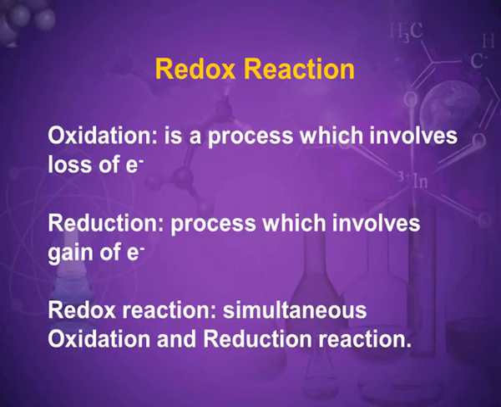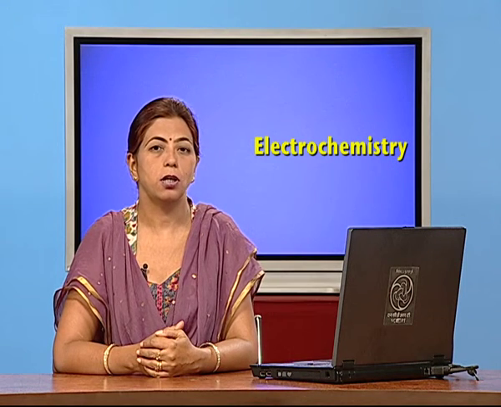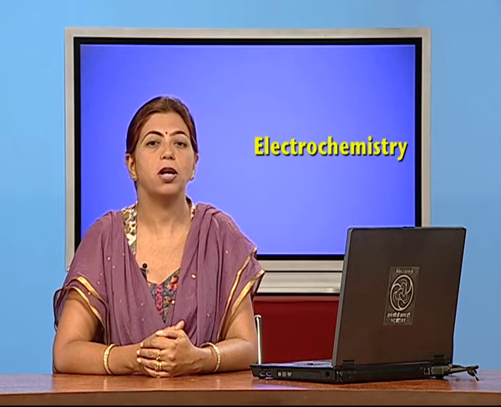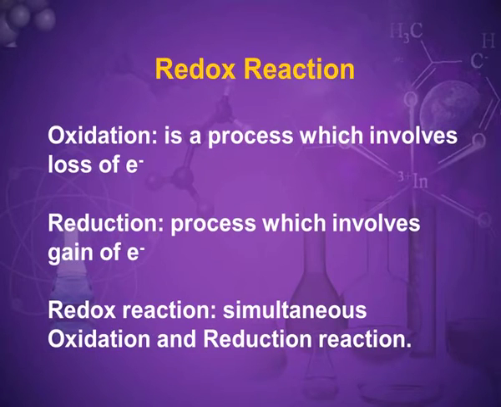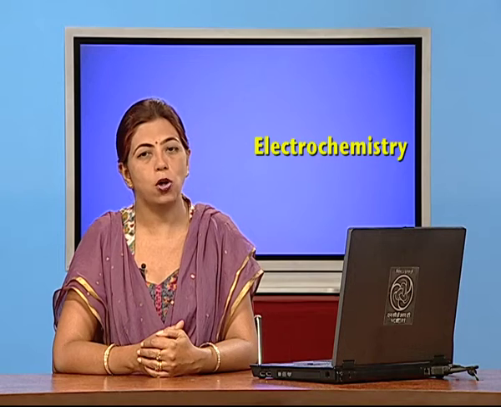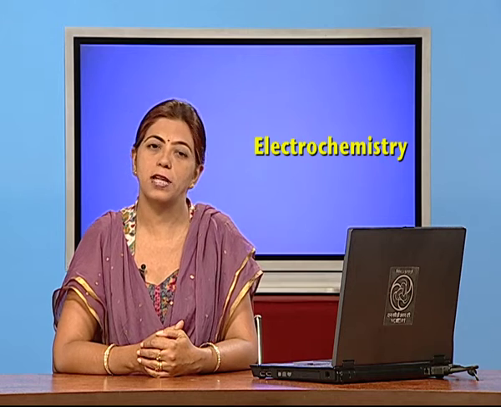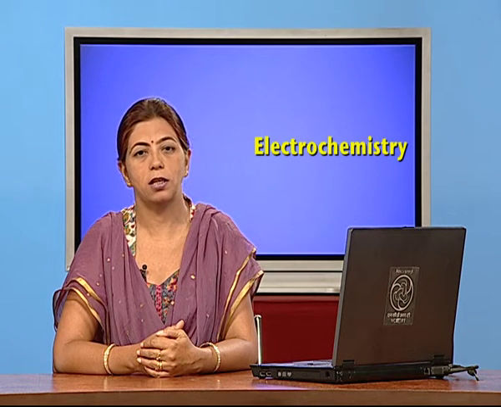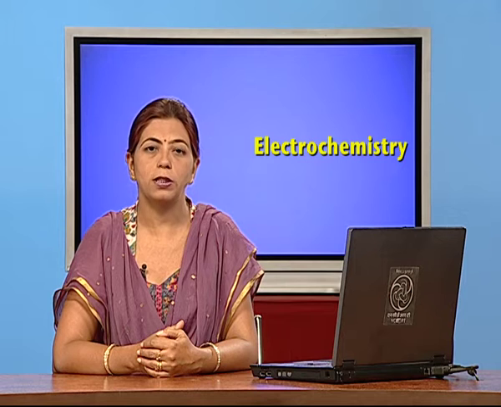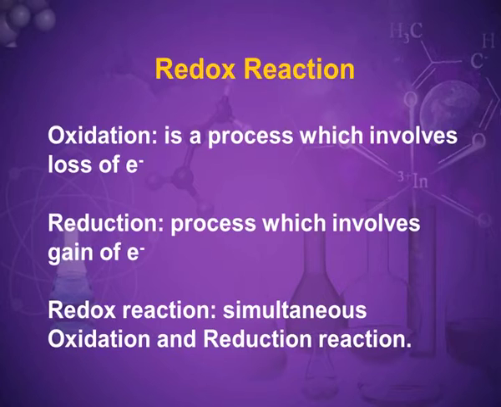Oxidation is the process of loss of electron by a substance. Reduction is the process of gain of electron by a substance. Oxidation and reduction take place simultaneously, so we call them the redox reactions. We can define redox reactions as simultaneous oxidation and reduction reaction.